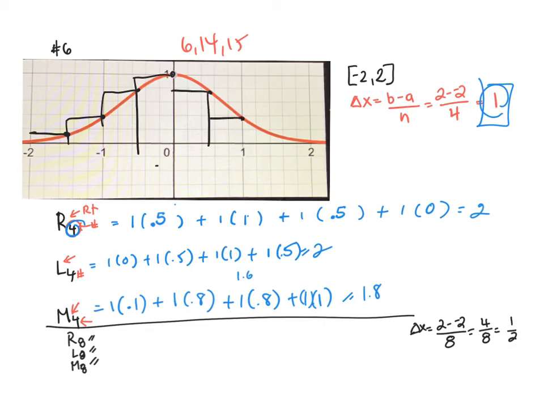Here is 1/2, like right there. This is about 1/2, and that's about 1/2. And then again, I would find those heights and I would add them up. I would do that for right, left, and midpoint.